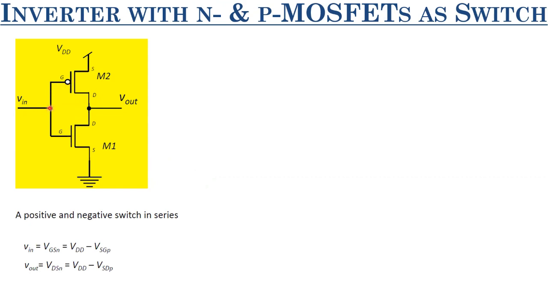If you look at the input, this input can be simply defined as, what is this input? So this input is VGS of N, or what is VSG? VSG is VDD minus Vin. So from there you get Vin equals VDD minus VSG of P, right? So Vin is nothing but VGS of N or VDD minus VSG of P. What is Vout? Vout is VDS of N, or VDD minus Vout is VSD of P. So from there you get Vout is VDD minus VSD of P.